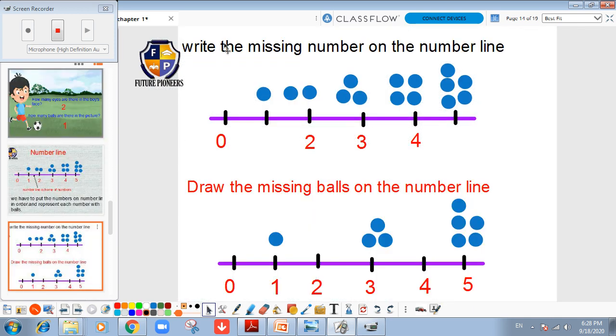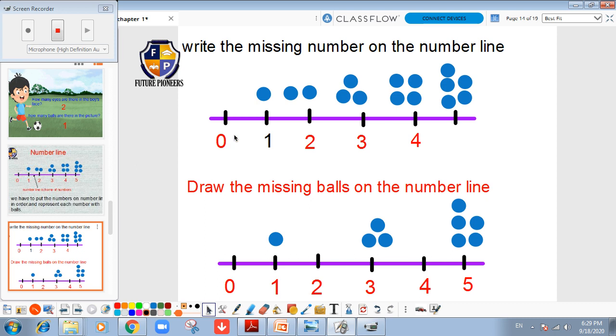Here, write the missing number on the number line. The purple line here is the number line, and I have to put the numbers on the number line in order. Number 0 is the first number on the number line. What comes after number 0? Excellent, number 1. After 0, 1. And I represent 1 with 1 ball. Can I represent 0 with any ball? No, because 0 means no balls.